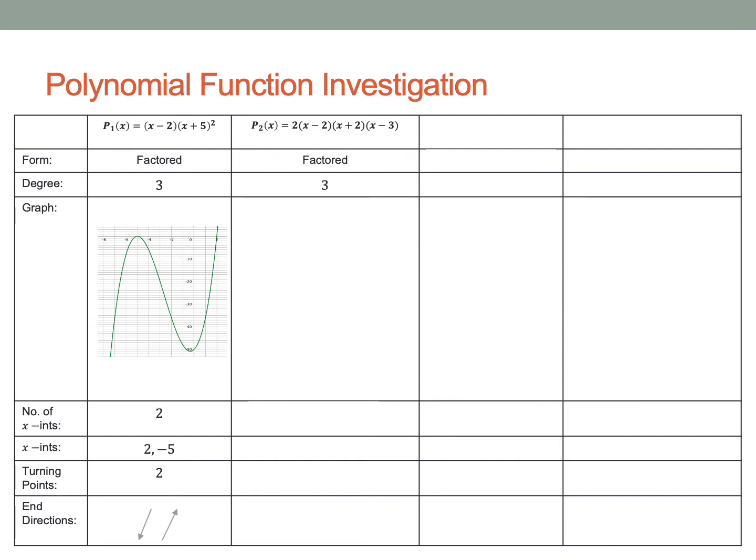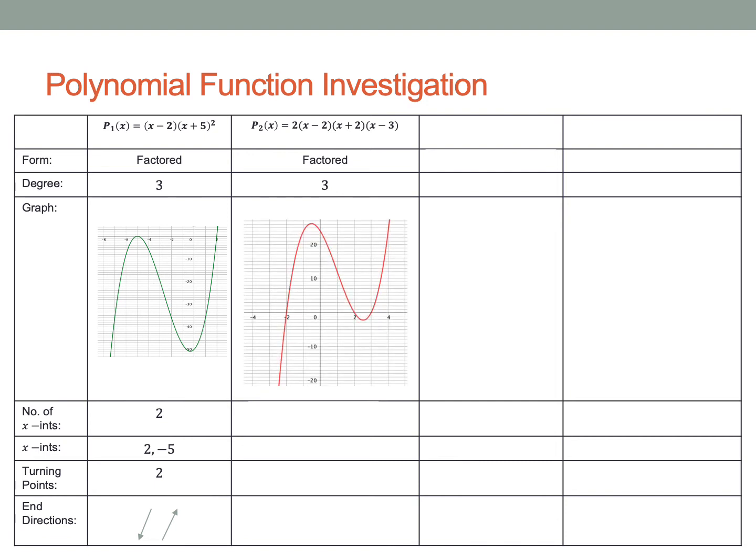It's degree 3 as well. This is what the graph looks like. So this one has 3 x-intercepts, right? As you notice, since there are no repeated factors, they go through all the x-intercepts. The x-intercepts are negative 2, 2, and 3, and the amount of turning points is also 2, and the end behavior is the same as the last graph.